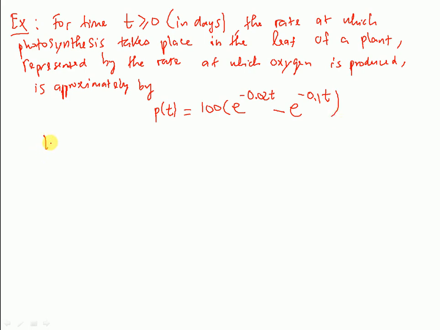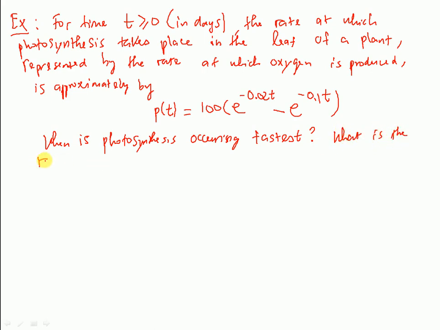Okay, the question asks us, when is photosynthesis occurring fastest? And what's the rate? Okay, so the problem gives you the photosynthesis equation of oxygen. Now it's asking you when. So when is the time? So it's asking you for the t.